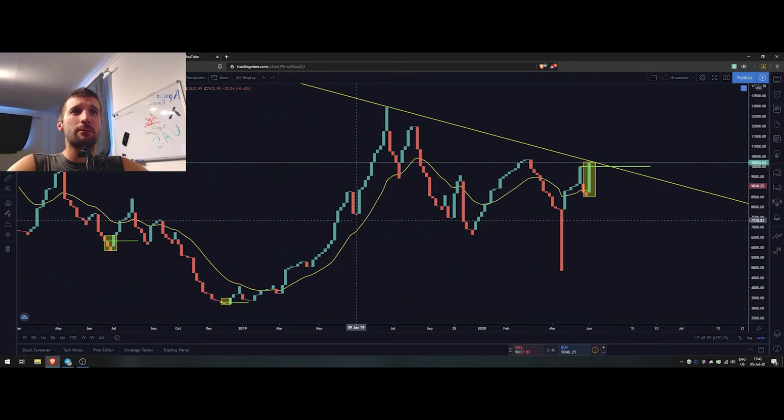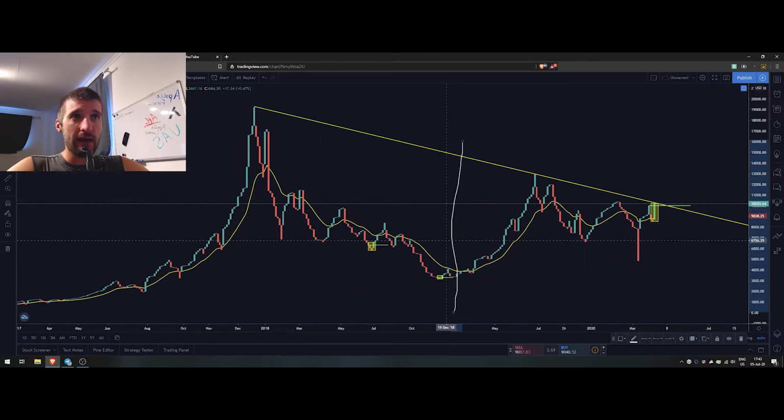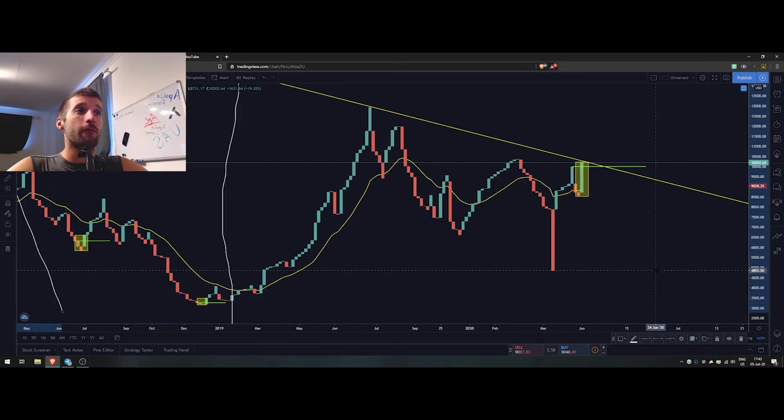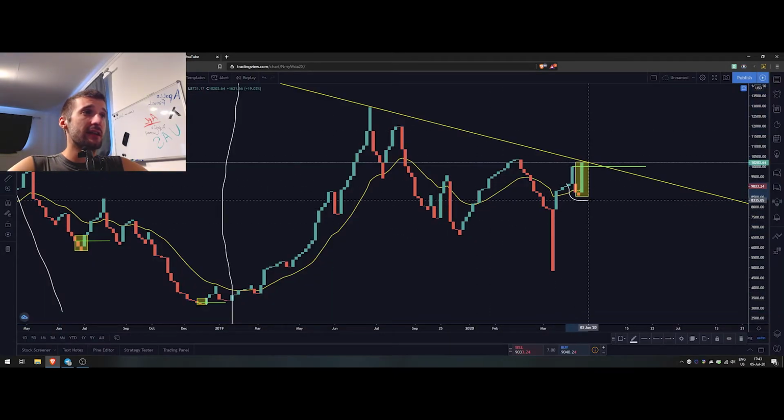Now if you want to be even more conservative over here and break out the whole bear market and not count this side over here, you can also find the bullish signs, or let's say higher lows and all those rules for the 2-line reversal. You can see this is the last one. We still need to count this as the last one.